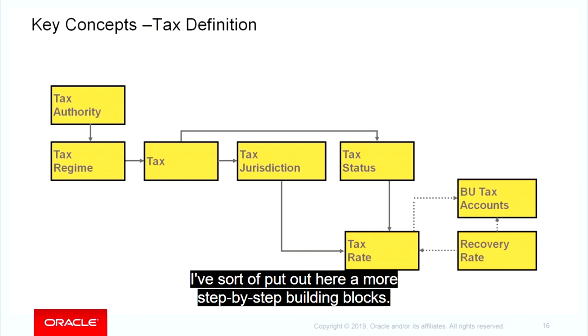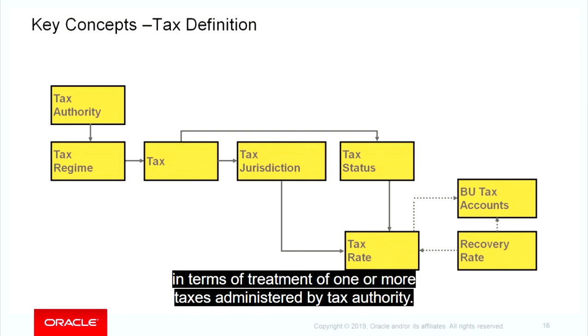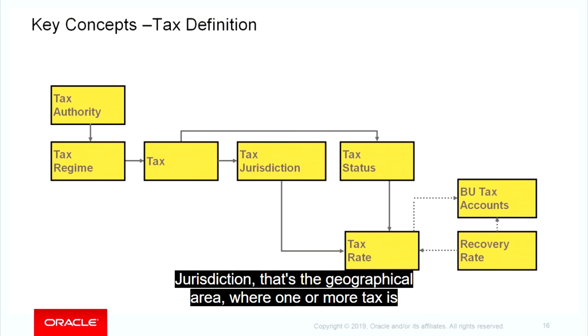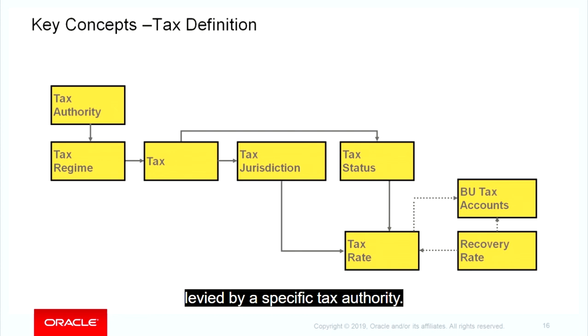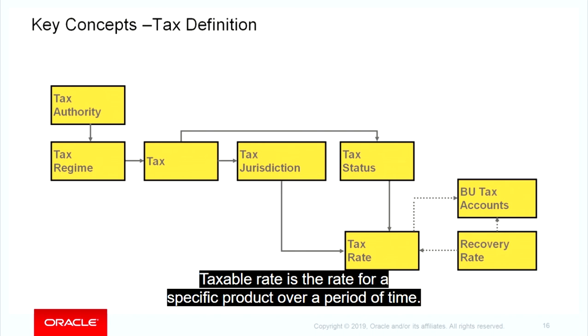I've put out here a more step-by-step building blocks. So the tax authority that you would register, in terms of legal authority, either for reporting or collecting purposes. The tax regime, that's a set of tax rules in terms of the treatment of one or more taxes administered by a tax authority. The classification of a charge is the tax. Jurisdiction, that's the geographical area where one or more tax is levied by a specific tax authority. Taxable status is the nature of a product or service. Taxable rate is the rate for a specific product over a period of time.